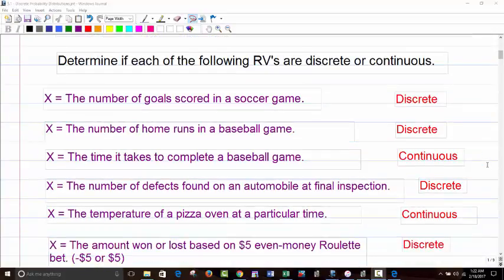Temperature of an oven at a particular time, it's continuous, even though the oven may only show whole number values. As you're warming up an oven, let's say going from 300 to 400 degrees Fahrenheit, theoretically it's taking on all real numbers as it goes through that interval. It's not only jumping from one integer to the next.